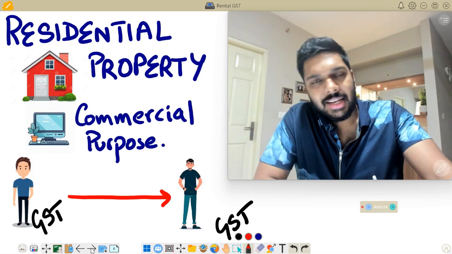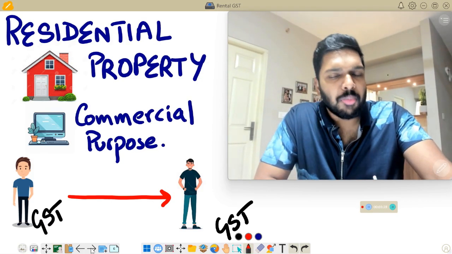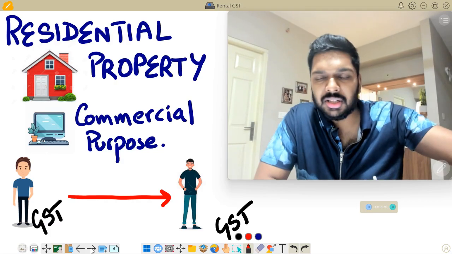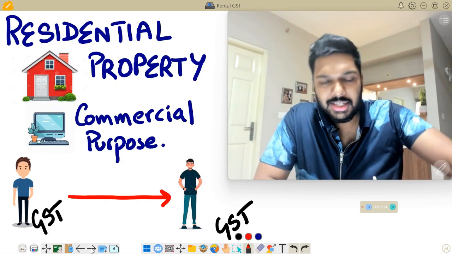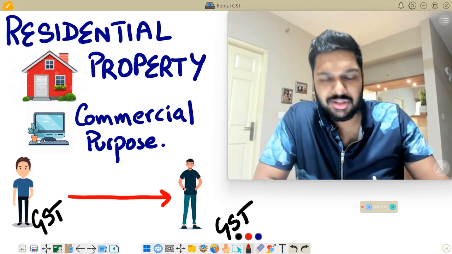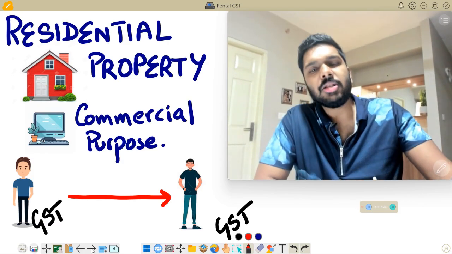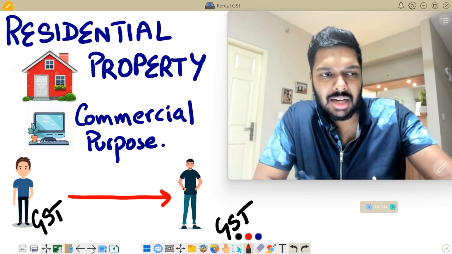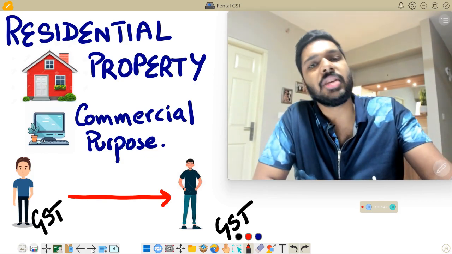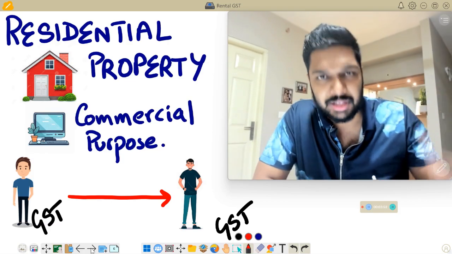Now taking the second case of a residential property. Residential properties can be used for both commercial purposes as well as for pure residential purposes. Say there's a guest house and the guest house is taken on hire or lease by a company. The company is of course putting up its employees to stay in that particular guest house, but ultimately it's for the purpose of the company, or for a commercial purpose, because the service receiver in this case is the company.